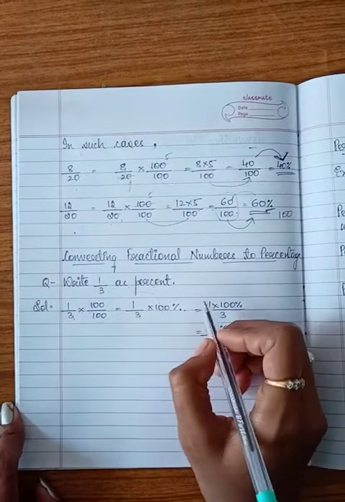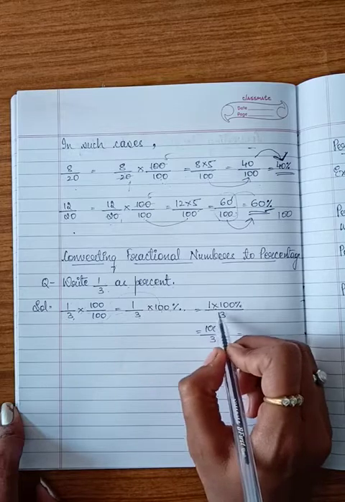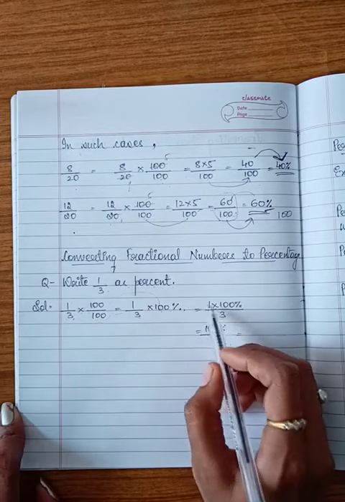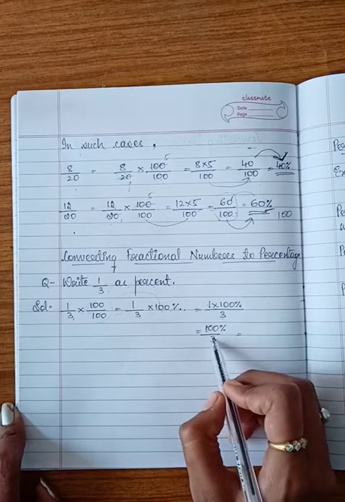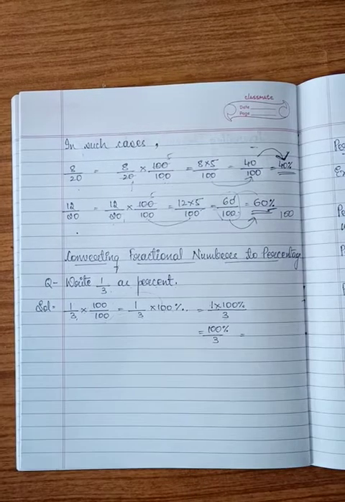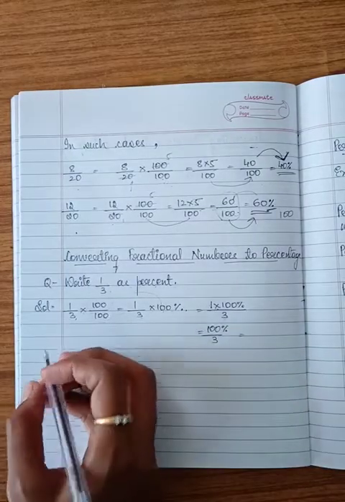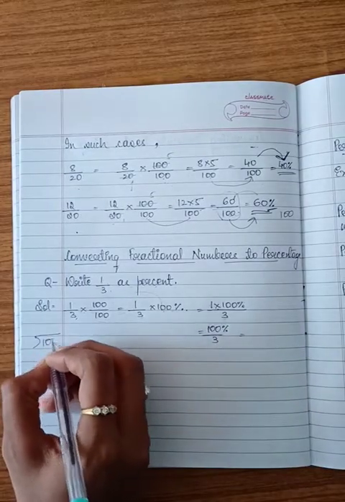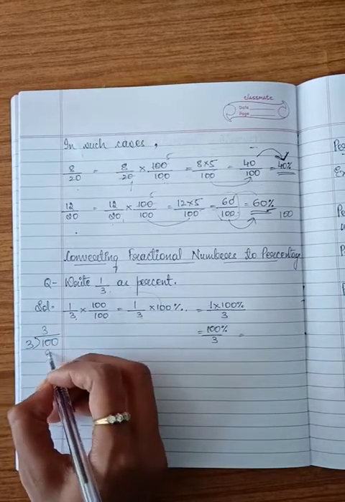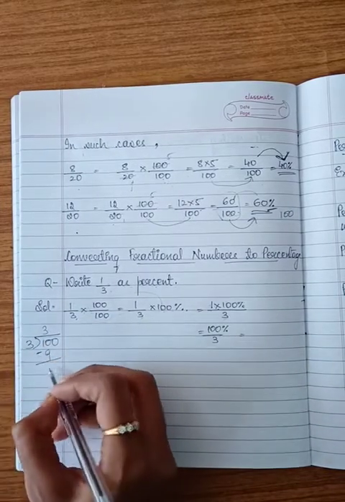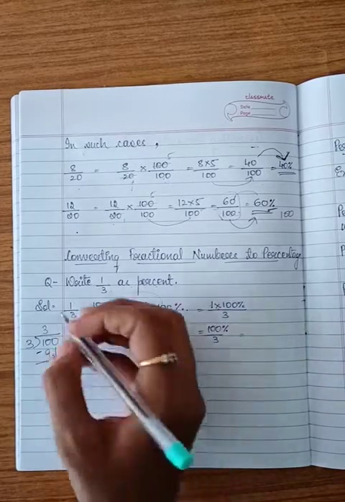So the next step is 1 multiplied by 100% divided by 3. Now 1 multiplied by 100% is 100% itself, divided by 3. Now let us start dividing here as a rough work. 100 and 3. 3 3s are 9. Subtract 10 minus 9, 1 I get. So carry down this 0.